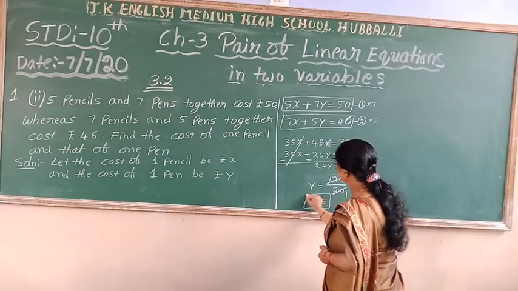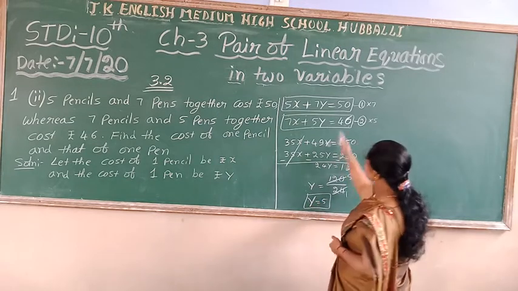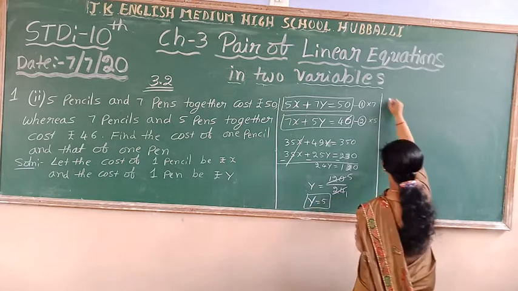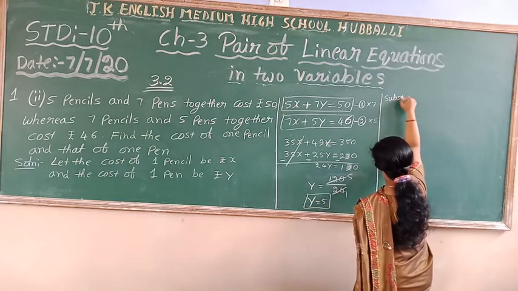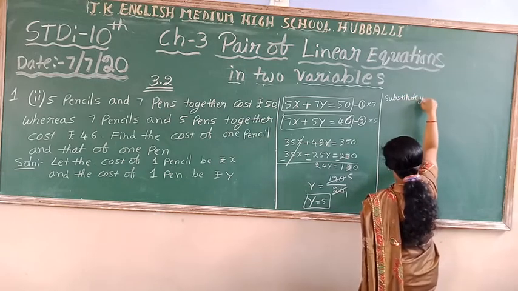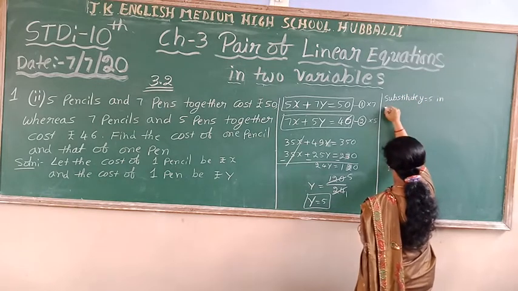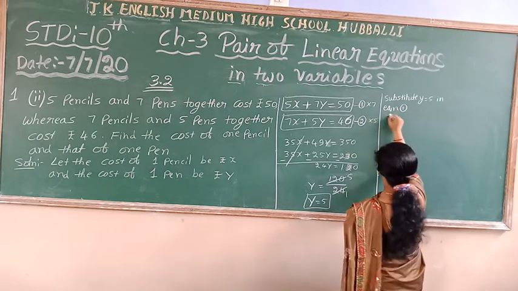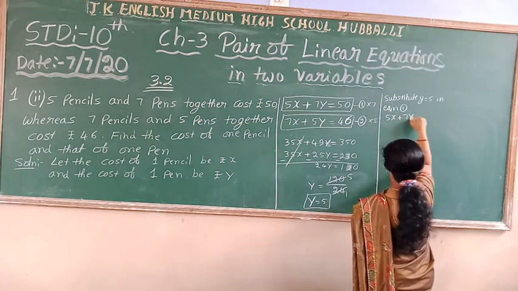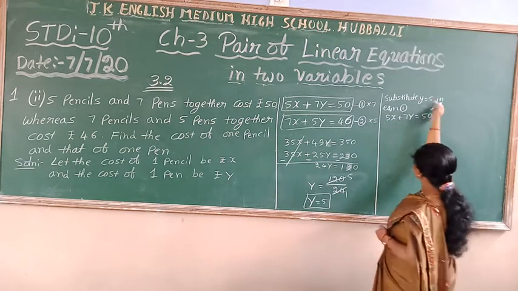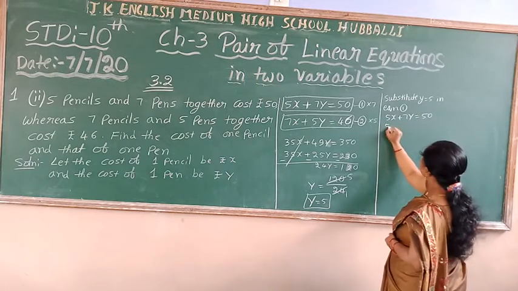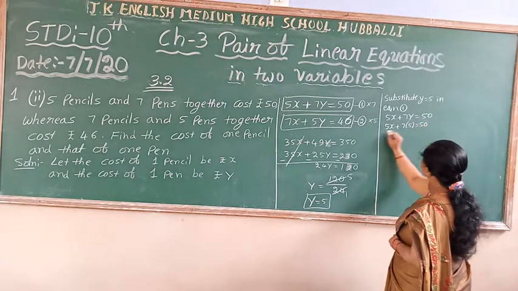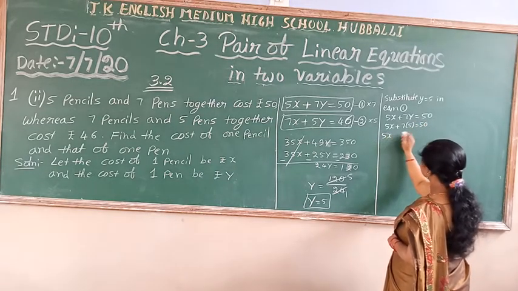So after getting the y variable, one variable value, you have to substitute in one of the equations. So substituting y is equal to 5 in equation 1, it becomes 5x plus 7y is equal to 50. Substitute the y value: 5x plus 7 into 5 is equal to 50. You have to find out the x value. 7 5s are 35.